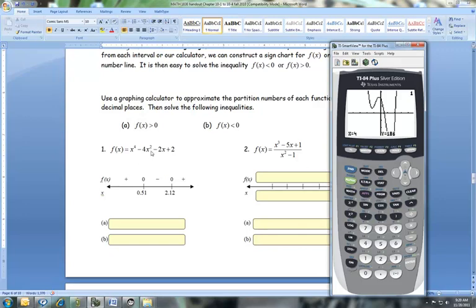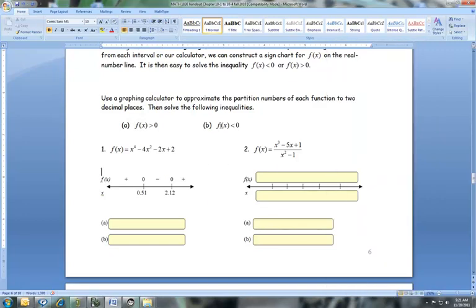Now guys, you can use a test value. I think the textbook videos does that. Or you can just look at the curve. If your curve is above, it's going to be positive in that section. If it's below, it's going to be negative. So pretty much I look at my curve. It's just faster, and it does the exact same thing. So I really don't care how you go about finding your signs. Let me put that down.